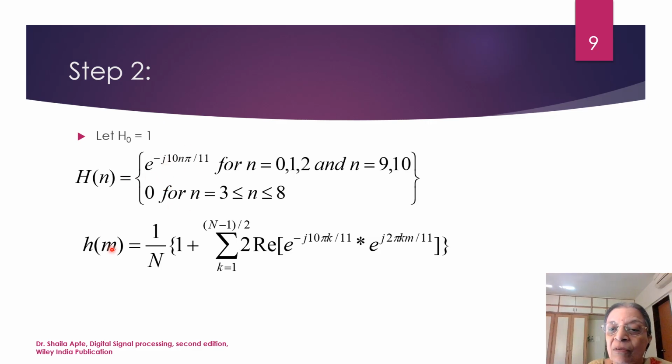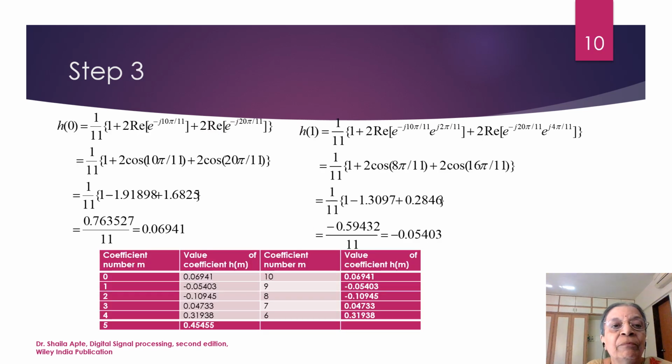Now we take the inverse DFT to obtain h(m). h(m) will be equal to 1 upon N times 1 plus summation of twice the real part of this into e raised to j 2 pi k m upon 11. This is directly using the formula. So accordingly, we'll substitute for h of 0. So when I substitute n is equal to 0, I will get this coefficient. Then I substitute n is equal to 1 to get h1. n is equal to 2, 3, 4, 5. So I will evaluate these coefficients, right?